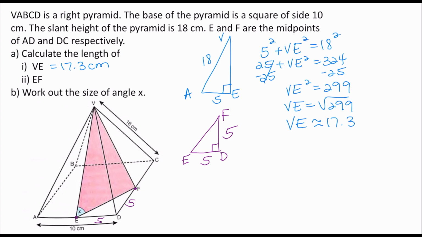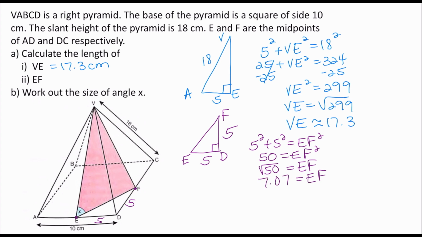So by using the Pythagorean theorem, I have 5 squared plus 5 squared is equal to EF squared. That is 25 plus 25, which is 50. I'm just going to write 50, because that one's pretty easy. When you take the square root of 50, it's about 7.07. So that means that EF is approximately 7.07. So I was able to find VE and EF quite easily by using the Pythagorean theorem.